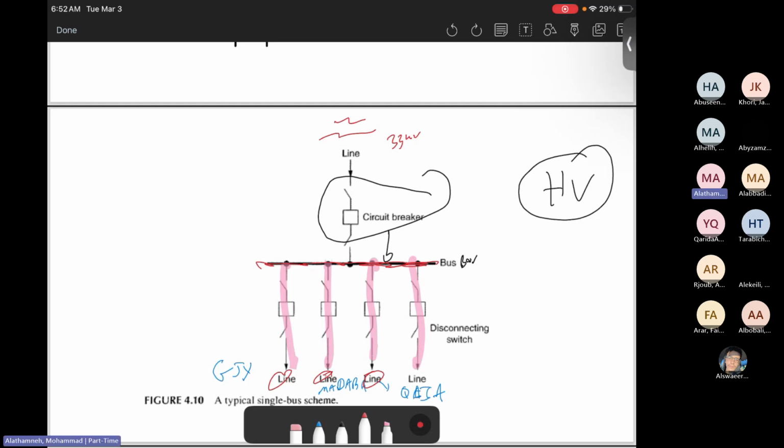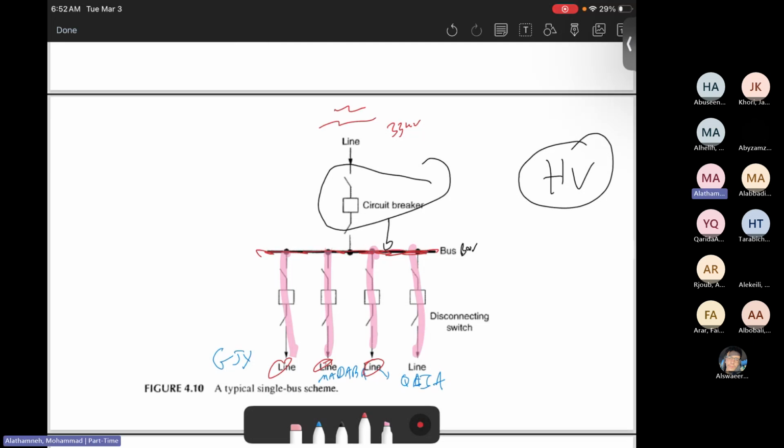Now, this single bus scheme is easy to follow and cheap because it doesn't require a lot of cost, but the challenge is that it is not reliable. What do I mean by not reliable? If there is something wrong with the bus bar, then the power will be off in everything. I mean, there is no backup on it.